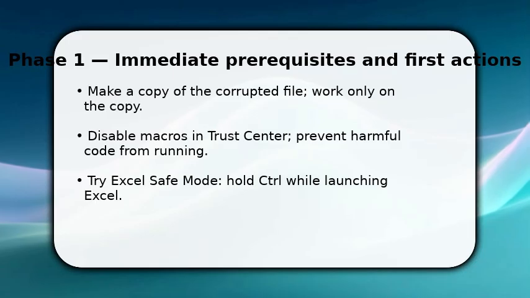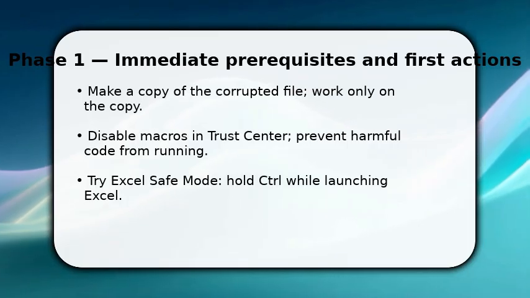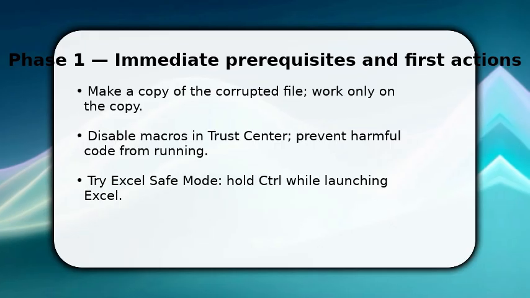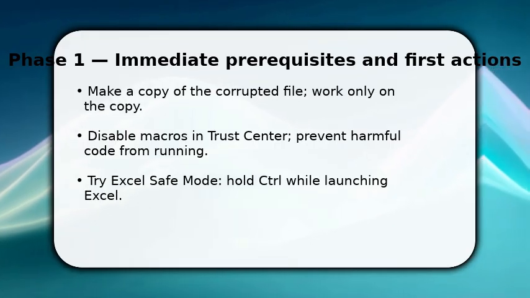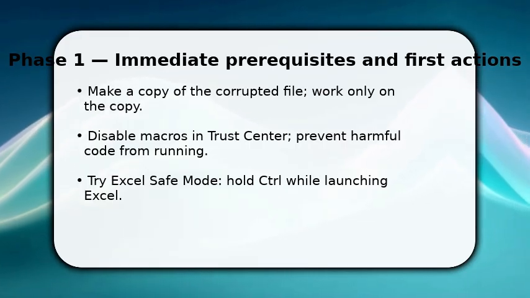You start by protecting data, so make a duplicate of the corrupted workbook and work on the copy only. Next, disable macros and Trust Center to avoid executing harmful code while you probe the file. Open Excel in safe mode by holding Control when launching, which bypasses add-ins and startup routines.